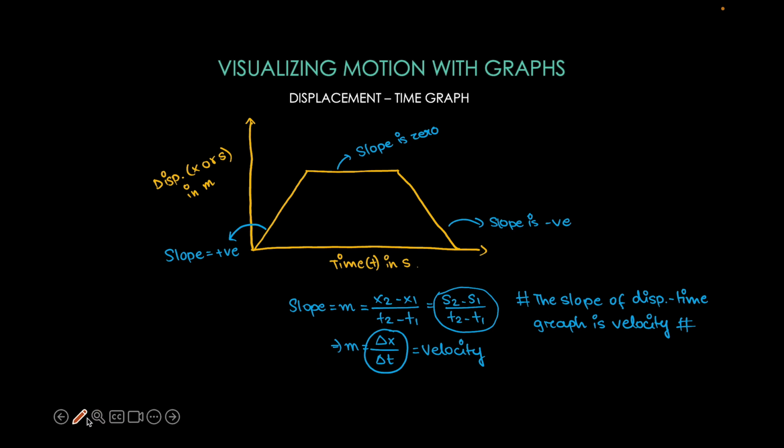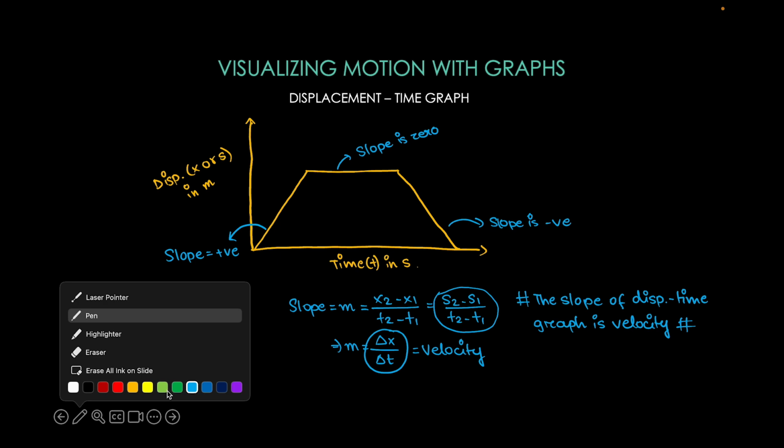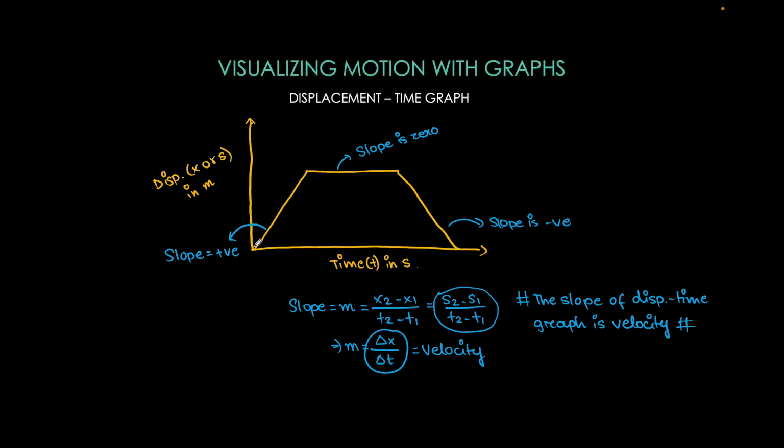So let us see another interesting thing from this graph. The part for which the slope is positive, in this part, the velocity is also positive. The part for which the slope is 0, the velocity is also 0. The part for which the slope is negative, the velocity is also negative.